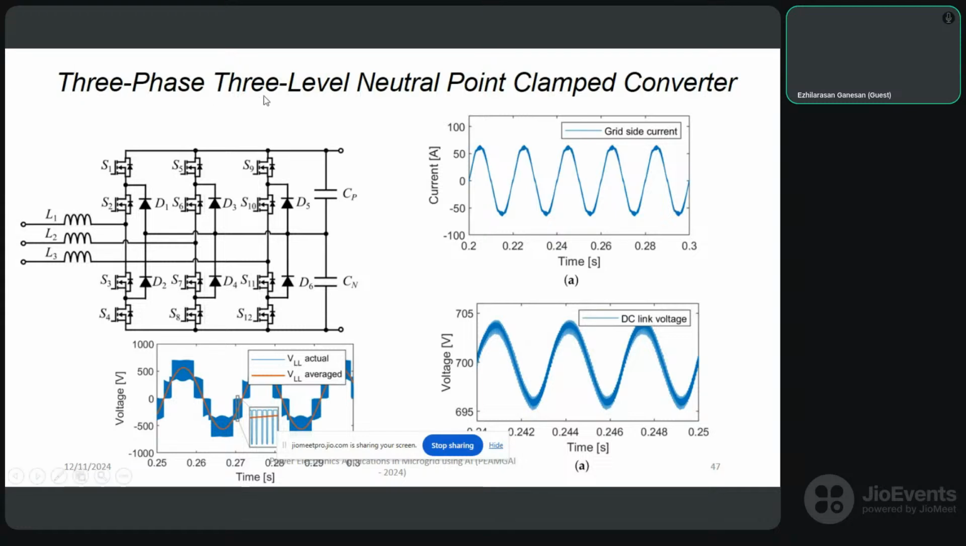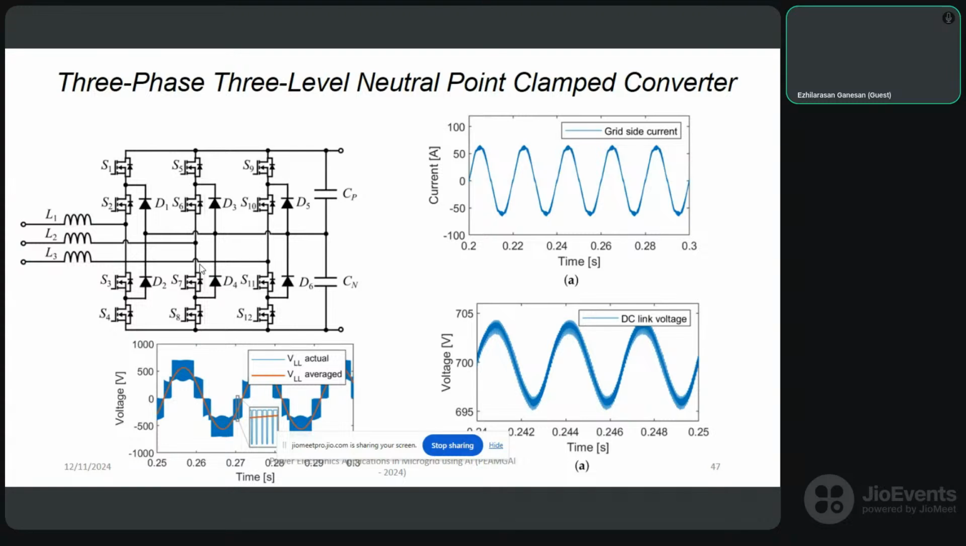Then we come to the 3-phase 3-level neutral point clamped converter. Here neutral point clamping is happening. Why we go for neutral point clamping is that the dynamic losses are significantly reduced. Suppose the devices require a rating of 1200 volts each switch. By going for neutral point clamping, we can use switches of 600 volts itself. The rating will reduce by 50%.